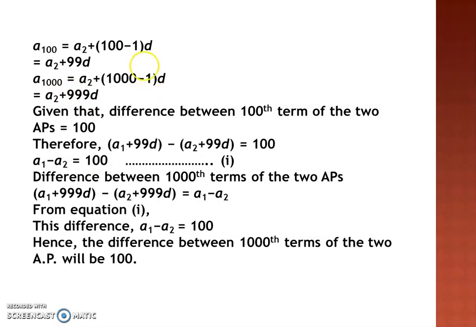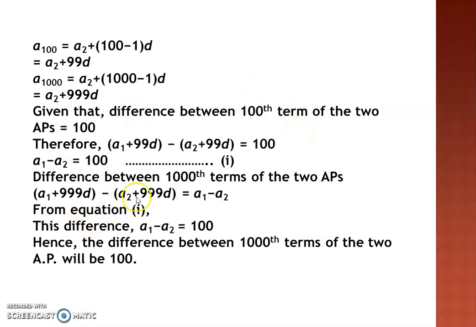The next step is to find out their difference. That is A1 plus 99D minus A2 plus 99D. This is equal to 100. It is given to us. Now here, plus 99D and minus 99D will get cancelled with each other and we will get A1 minus A2 is 100. So the difference between the 1000th terms will be what?